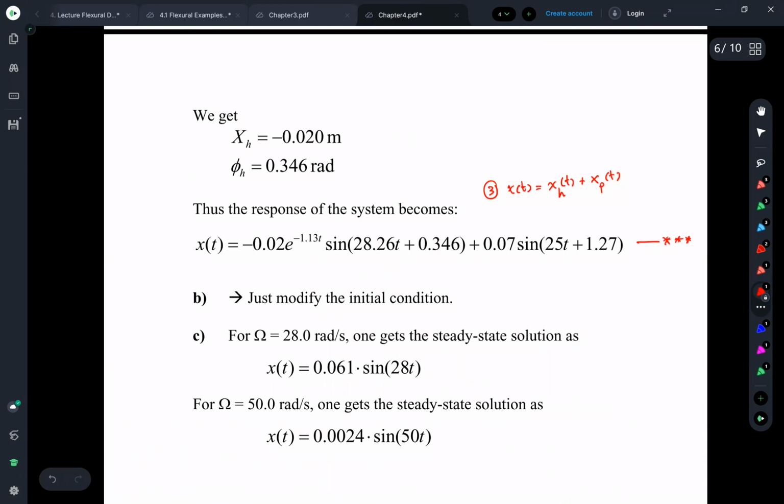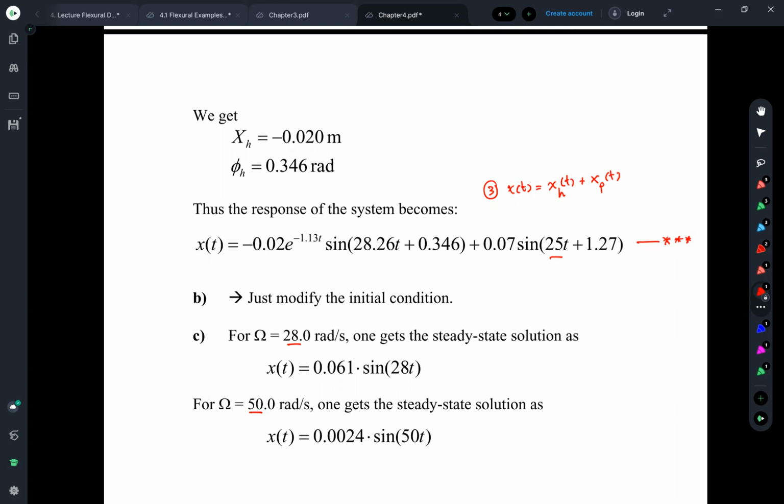Next is about equation C. In equation C, they change the frequency. Previously, the frequency is 25, right? But now we change to 28 and 50. So this one is not so difficult, right? Because they ask you to solve only for the steady state solution.